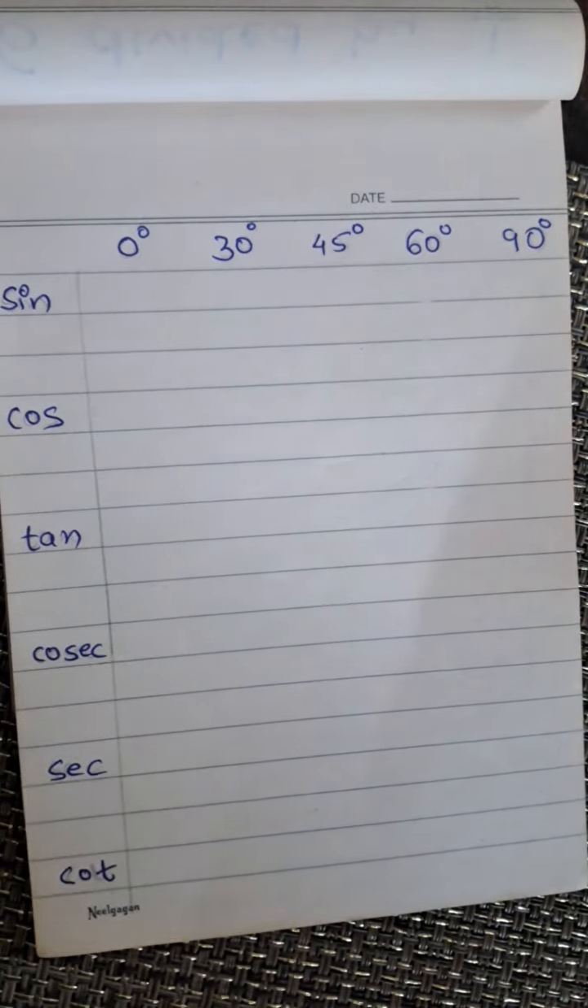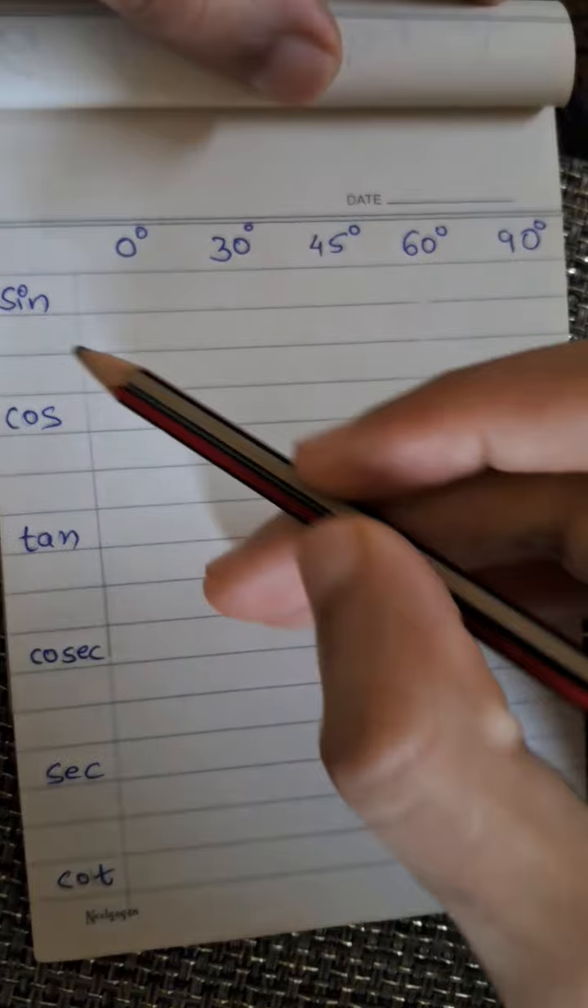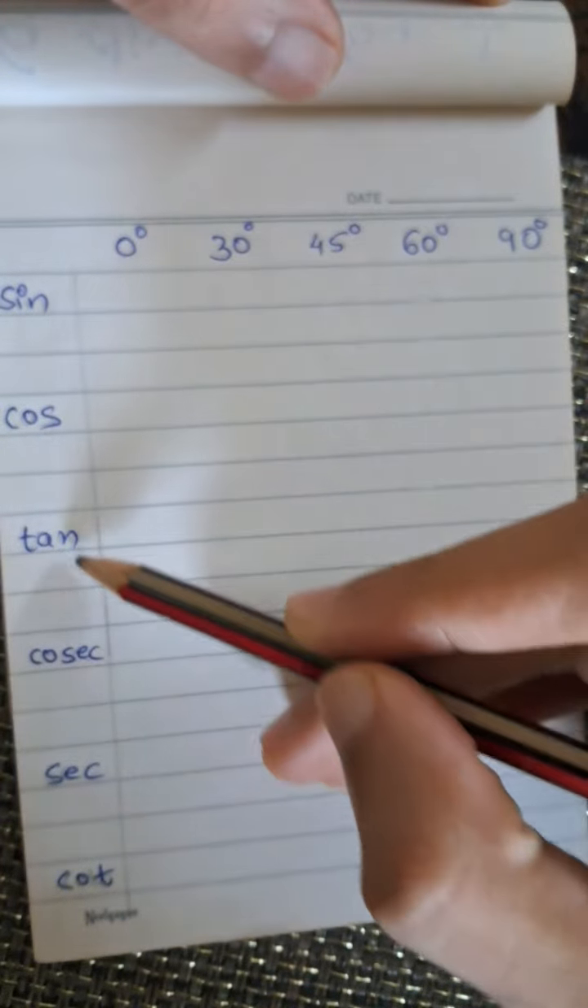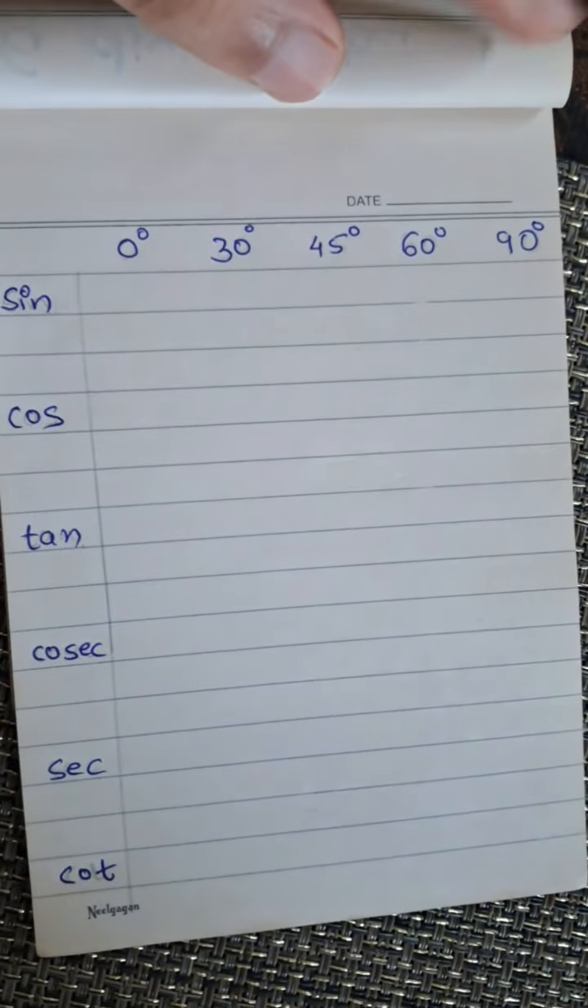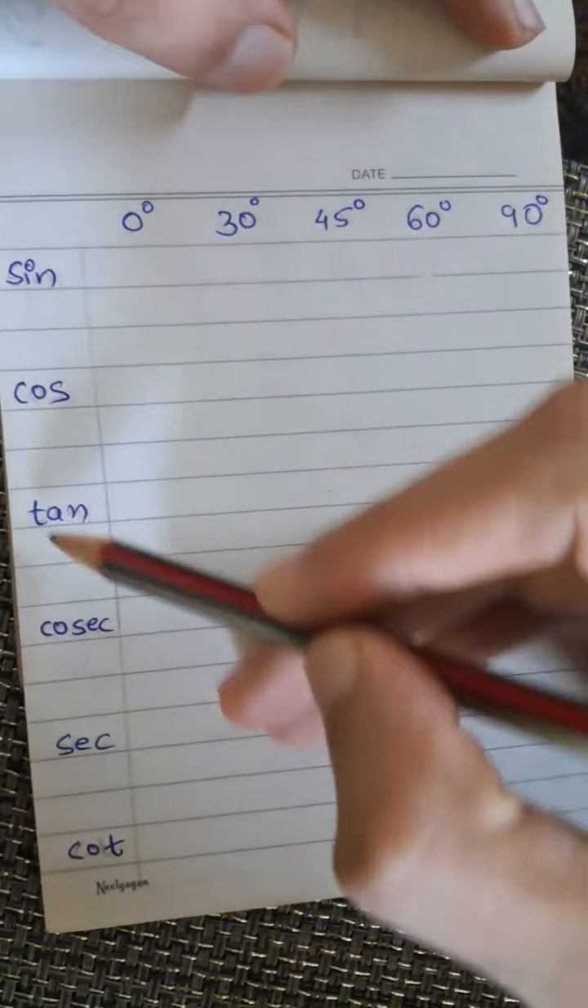In this video, let's learn how to fill this trigonometric table. At the very first place, you have to remember what you should write over here. It should be sine, cos, tan, cosec, sec, cot. Okay, so I just remembered in this pattern: sine, cos, tan, cosec, sec, cot.